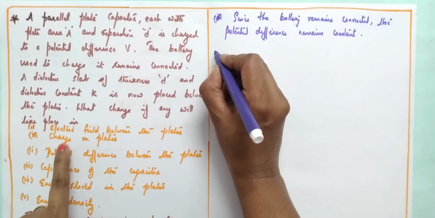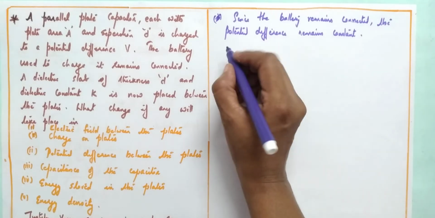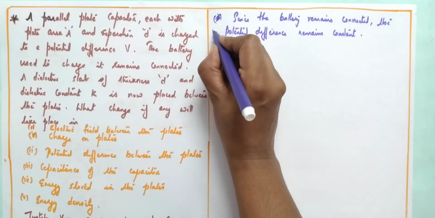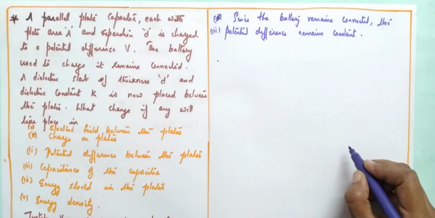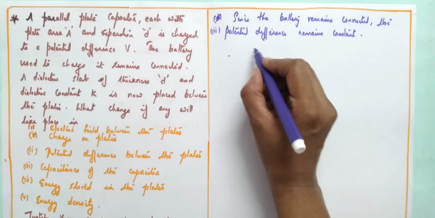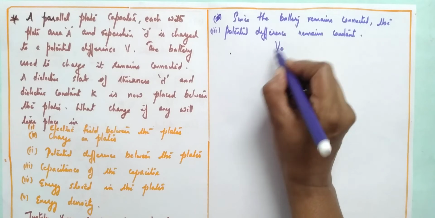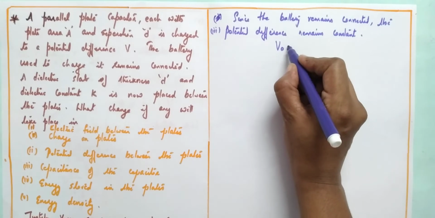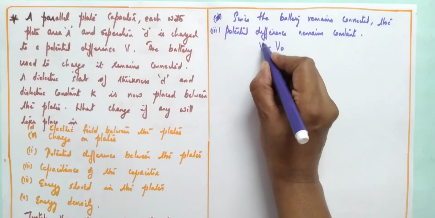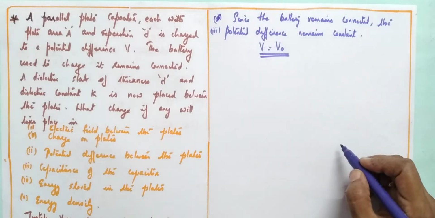Now, the next one, what happens to the electric field? Potential difference, no change. The initial potential difference is V0. What is the potential difference now? It is V. So V and V0 remain the same.